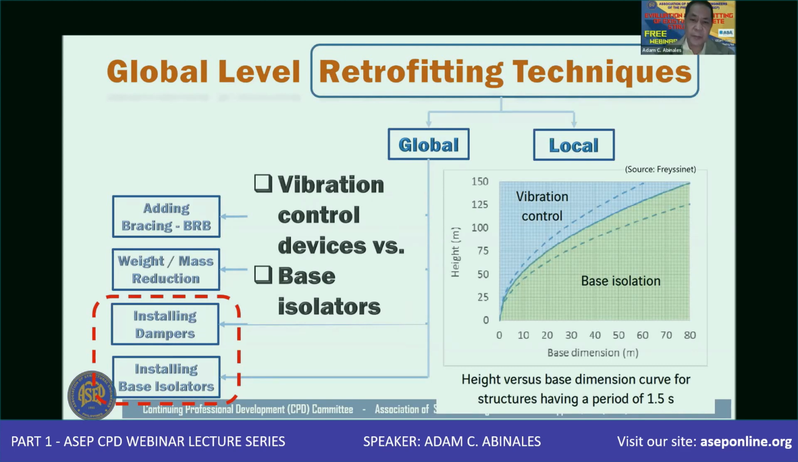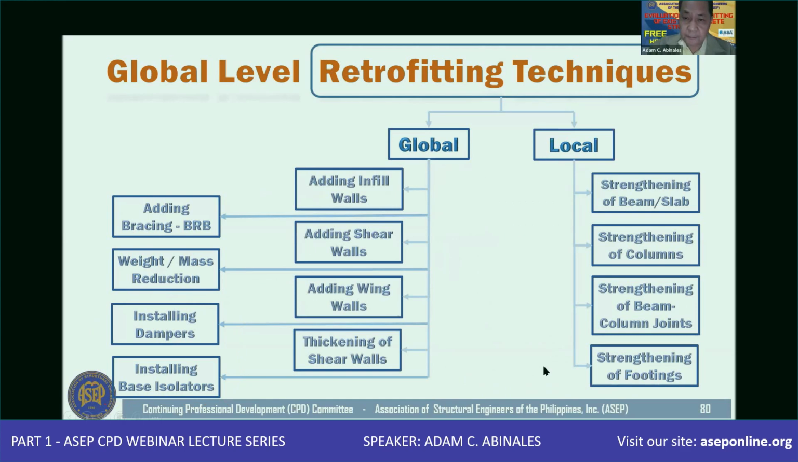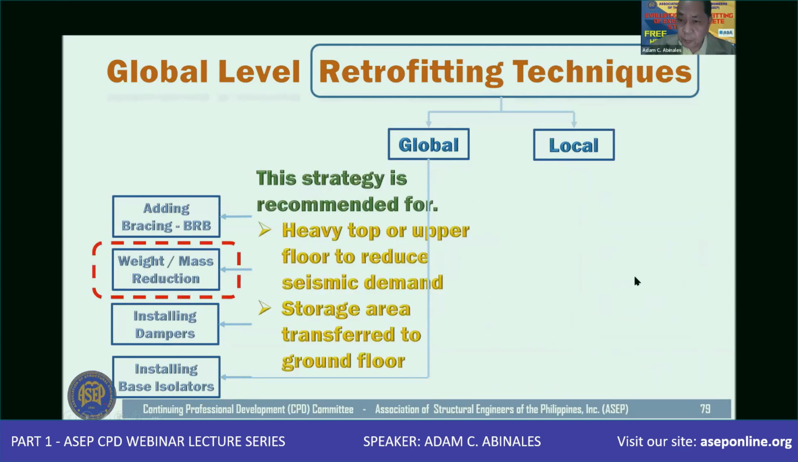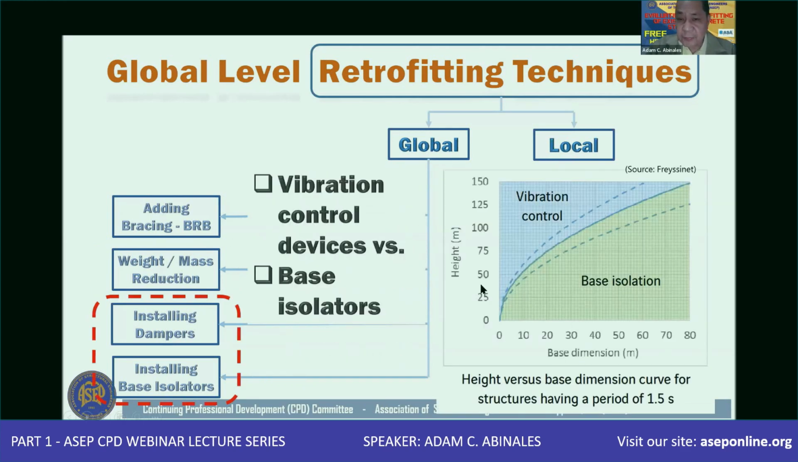Now, typically when we talk about dampers, actually it is more of vibration control devices. So let me just give you a difference. When do you use vibration control devices, and when do you use base isolators? As you can see on this graph, the ordinate is the height of the building, and then you have the dimension of the base.